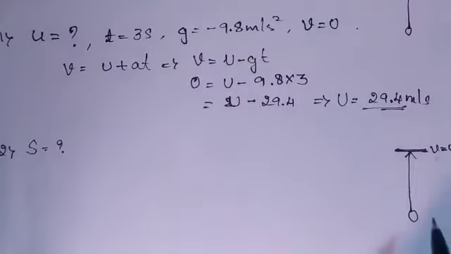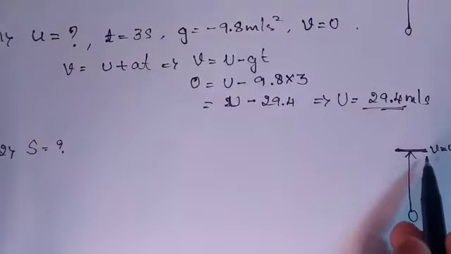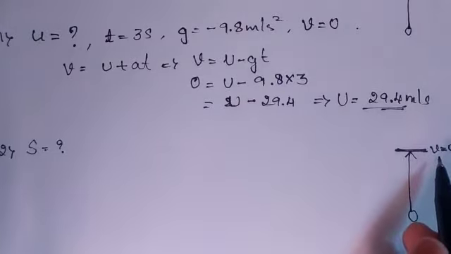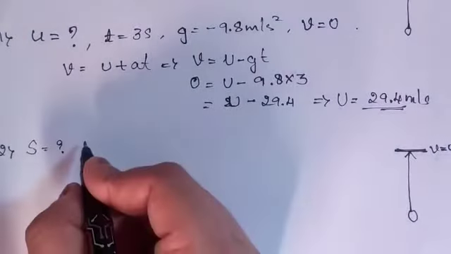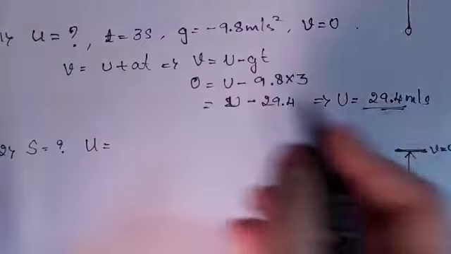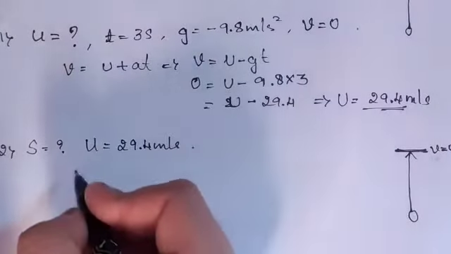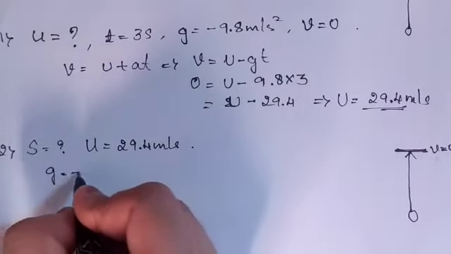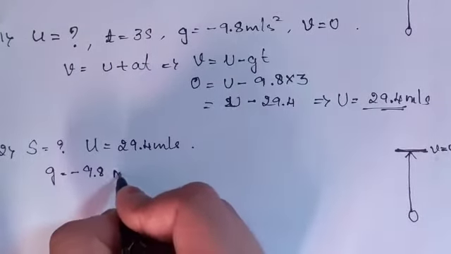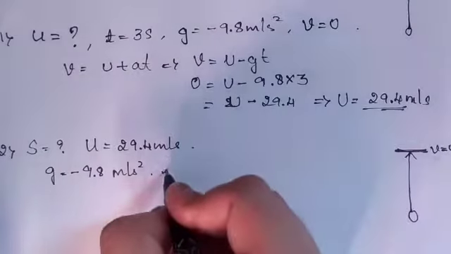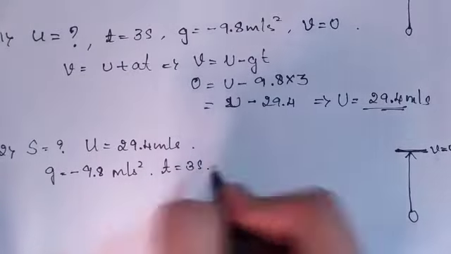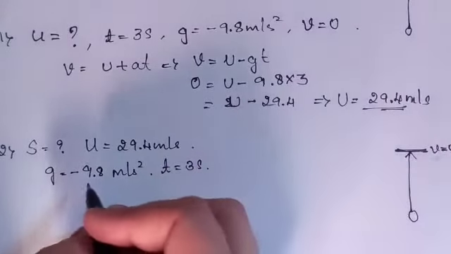And you know the maximum height, after reaching that maximum height, velocity V will be 0, and you know the U value, that is 29.4 meter per second, and the value of g is minus 9.8 meter per second square. And the time is 3 seconds. So now we are going to find the S value.